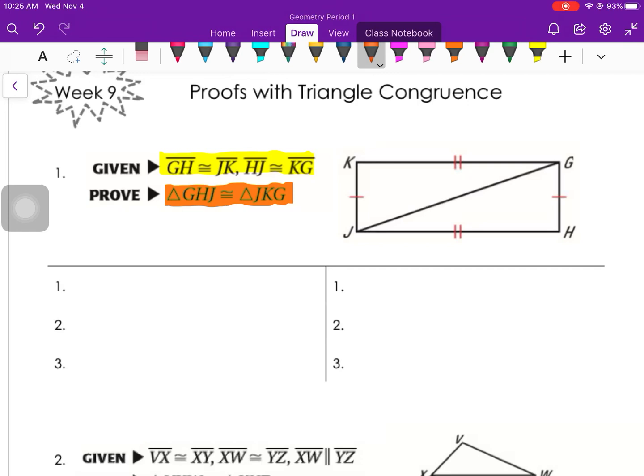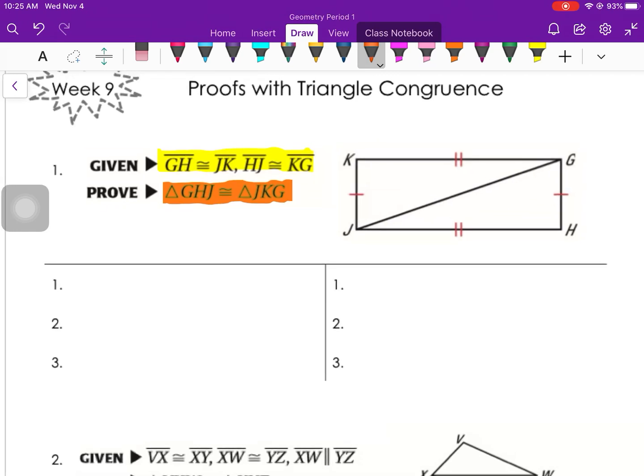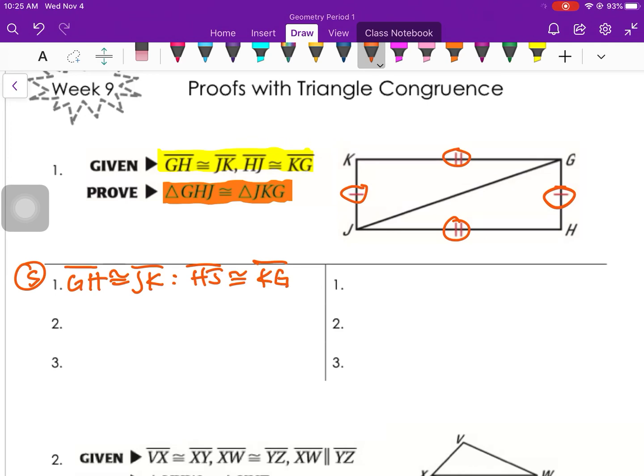So the big difference with the tables that I have in week 9 is our given is all going to go in our first statement. So remember, we're always going to start with writing our givens down. So GH is congruent to JK, and they already have it marked on here for me. So I've got a side. And then I've got HJ is congruent to KG, and they've marked that on here for me as well. So I have another side.